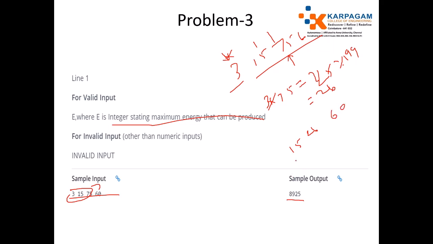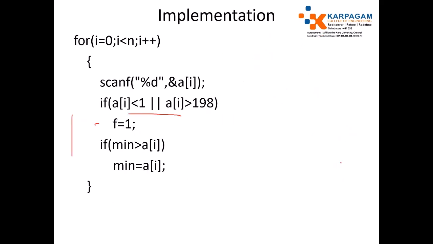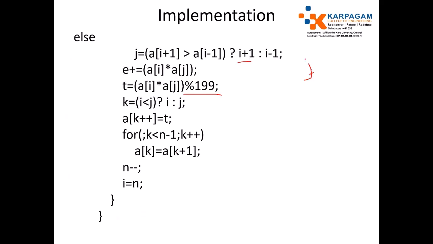Okay. So next you have to check this. After completing this process, you will get two elements only. So now the size of the array should be reduced by one at every iteration in this situation. See here. After swapping the value, just reduce the size of the array by one and set the i value equal to n. Okay. So finally, we will get the maximum energy produced by the i setup.